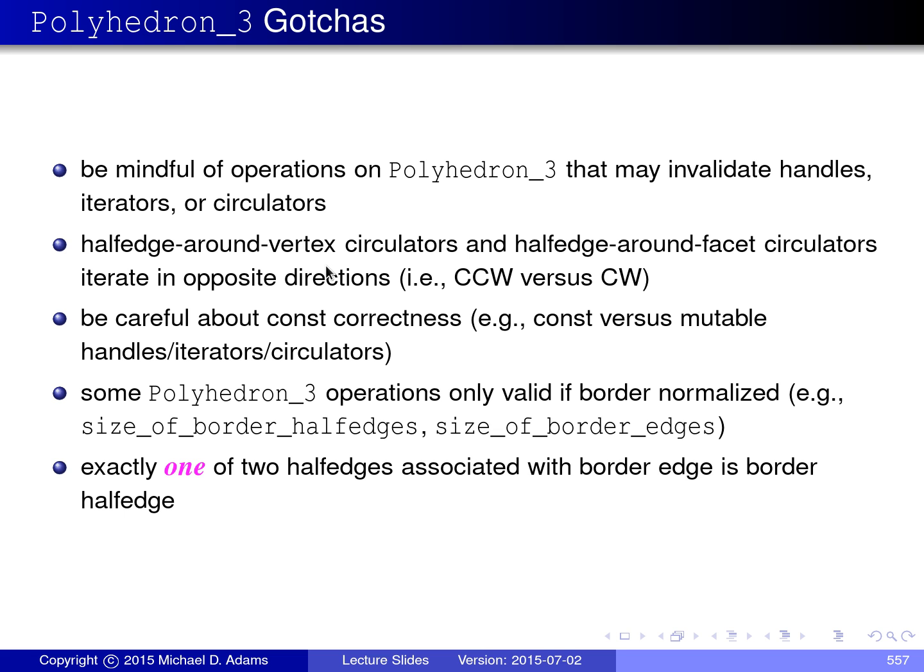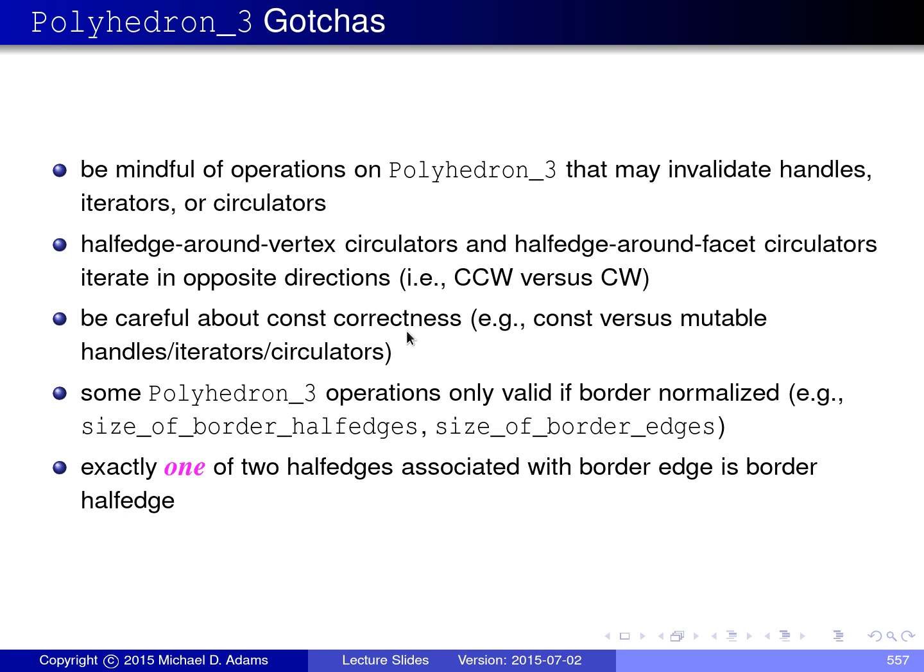The next thing to be careful about is that there are two types of circulators for the polyhedron 3 class. You have half-edge around vertex circulators and then half-edge around facet circulators. What's important to note about these circulators is they iterate in opposite directions. One of them uses counterclockwise direction, one uses clockwise direction. So in cases where you care about the order, and sometimes you will, be careful that you are iterating over things in the order that you expect.